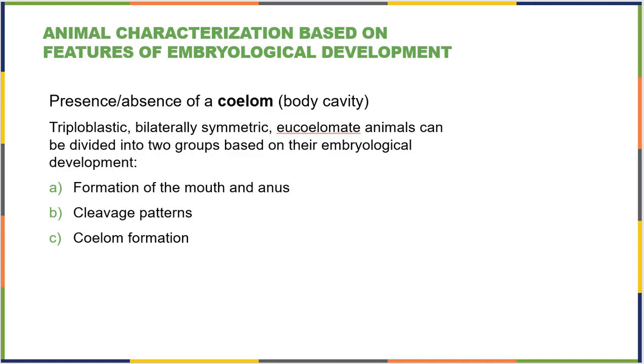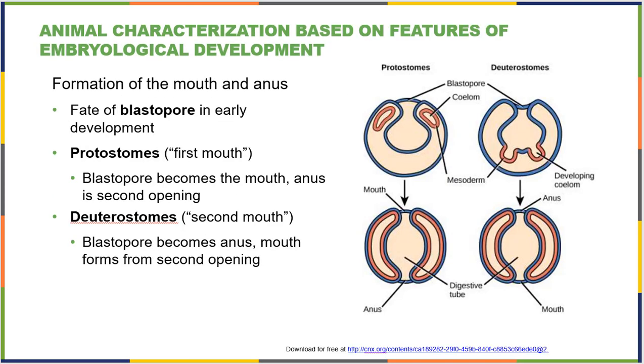We can further organize our triploblasts. We can further differentiate them by their embryological development. We can look at the formation of the mouth and the anus, how their cells cleave, if they cleave in straight lines or radial patterns. We'll look at it in just a second, and we'll look at how that coelom forms. So again, we're just breaking down even more how we characterize animals as we have all these branches that split off as our animals get more and more complex.